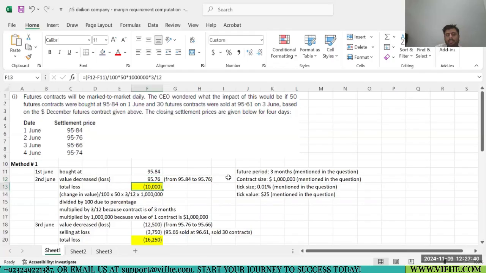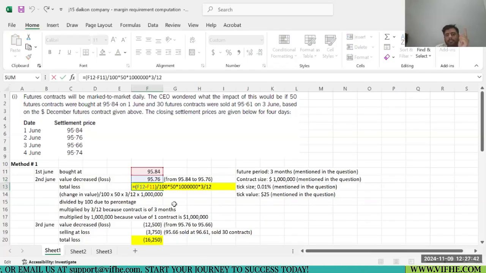And your total loss will be the difference between 95.84 and 95.76, divided by 100, because these values are in percentage, multiplied by 50, multiplied by 1 million, multiplied by 3/12. Why 50? Because in this example, the question stated that assume you bought 50 future contracts. So it is multiplied by 50 because there are 50 future contracts, multiplied by 1 million because the contract size is 1 million, multiplied by 3/12 because this is the time period.